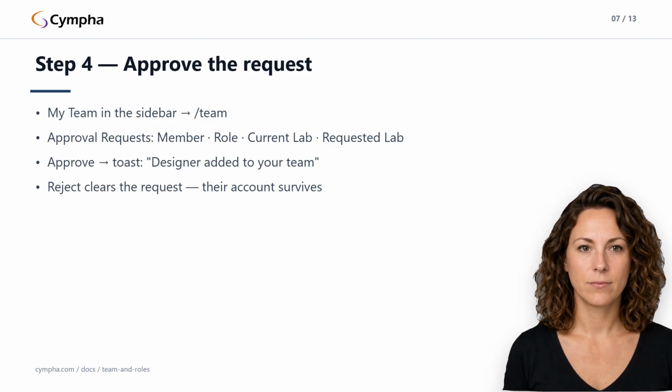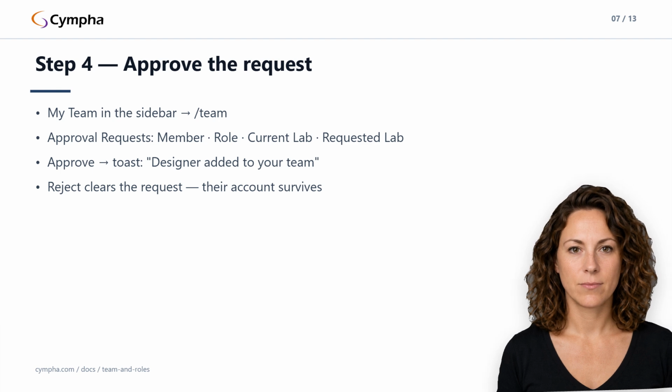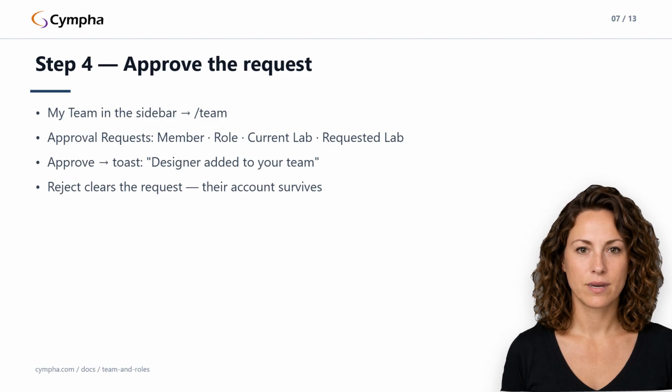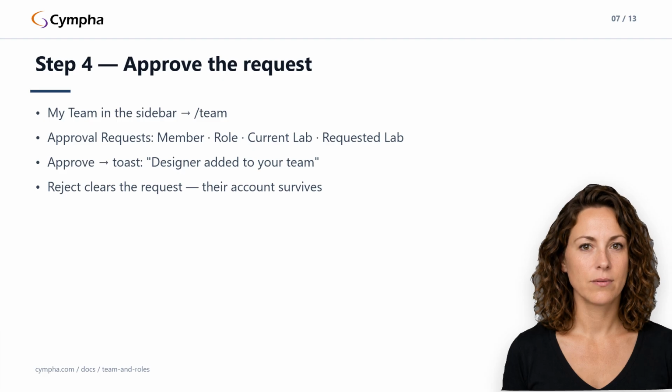After approval, the member appears in the team members card, and 2 controls matter. Turn off disables the member entirely. A turned off member can't sign in at all. Their login is revoked immediately and stays revoked until you click Turn on. Their account and history survive, which makes this the right tool for extended leave, not a punishment button.